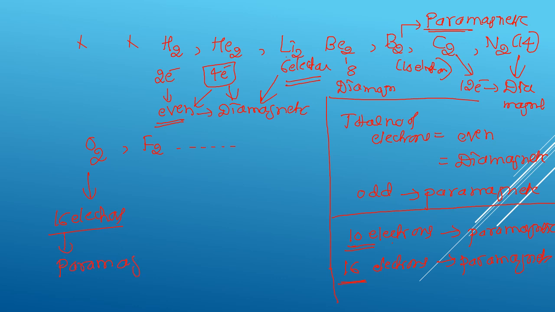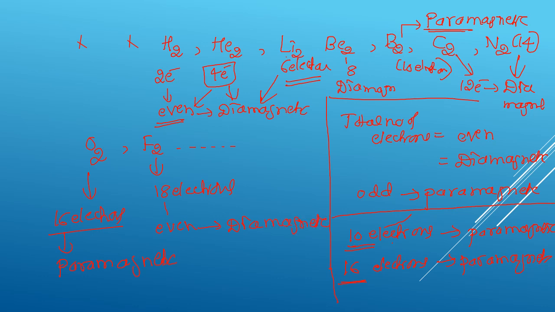Okay, paramagnetic. So, see, if you get 10 electrons and 16 electrons, instead of diamagnetic, the molecule is paramagnetic. Okay, fluorine molecule: the atomic number of fluorine is 9. Therefore, in the F2 molecule there are a total of 18 electrons. The number is even. Therefore, the molecule is diamagnetic.